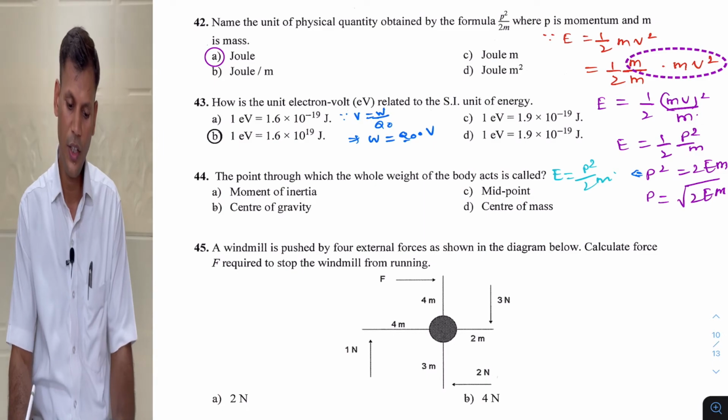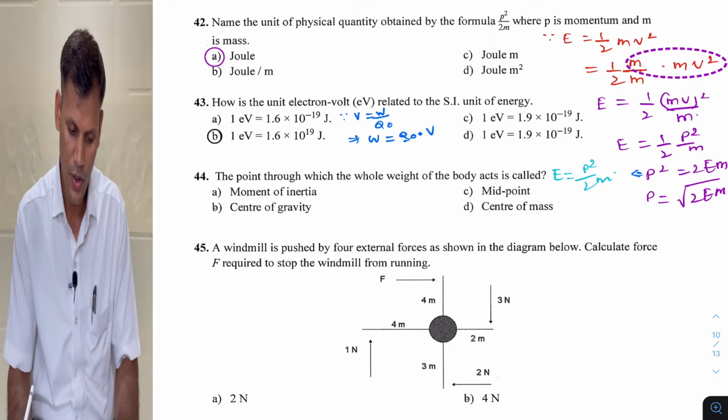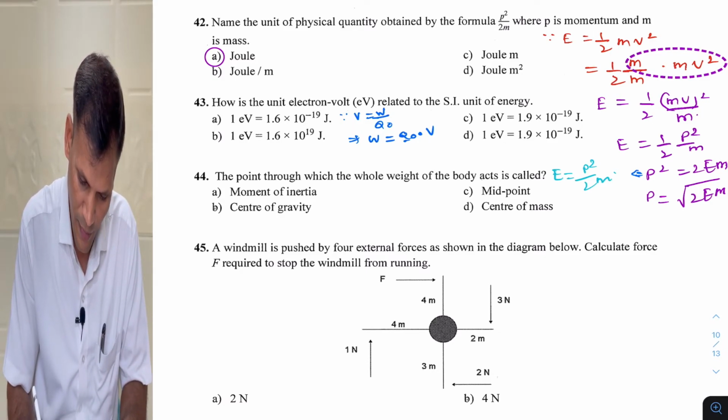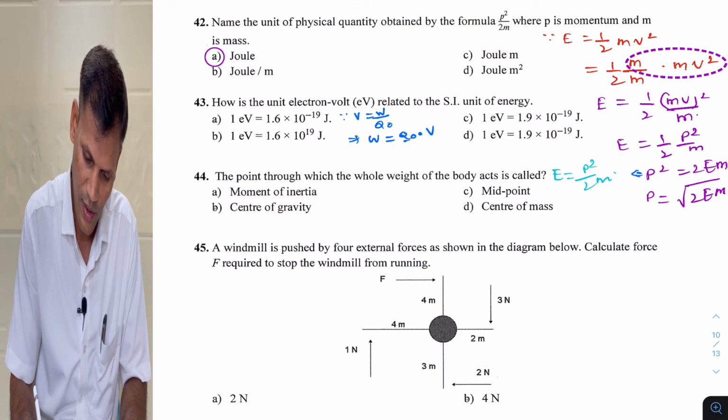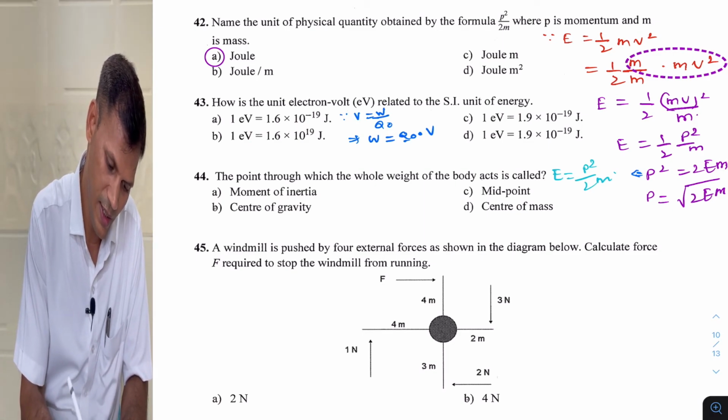Charge on electron into 1 volt. So 1.6 into 10 raised to minus 19. It will not be plus. Minus 19 joule. 1.6 into 10 raised to minus 19 is the right answer.